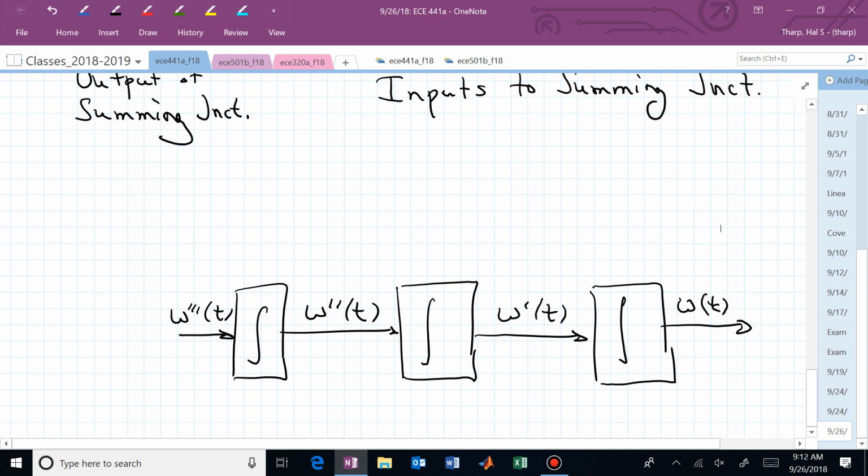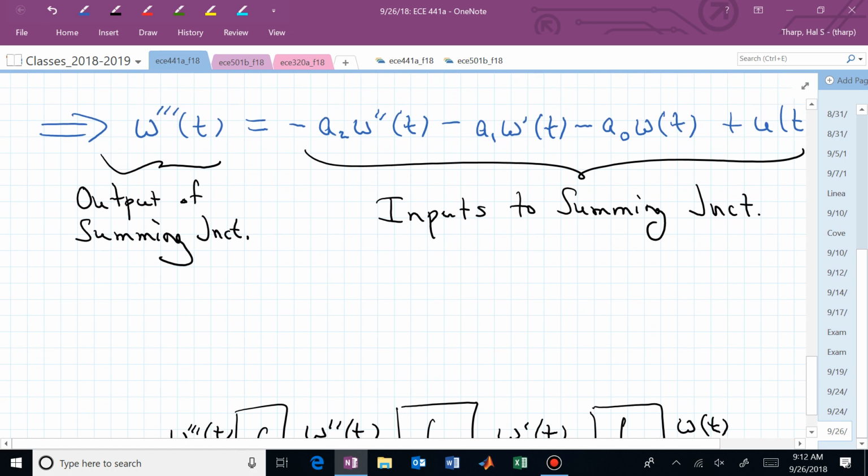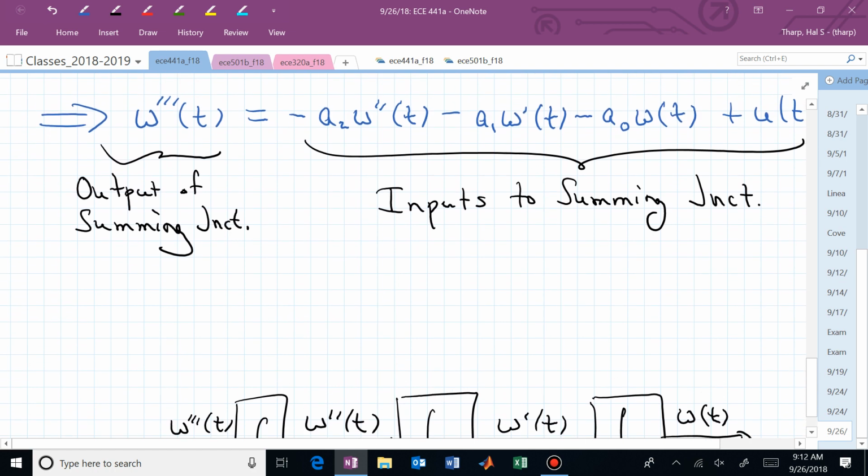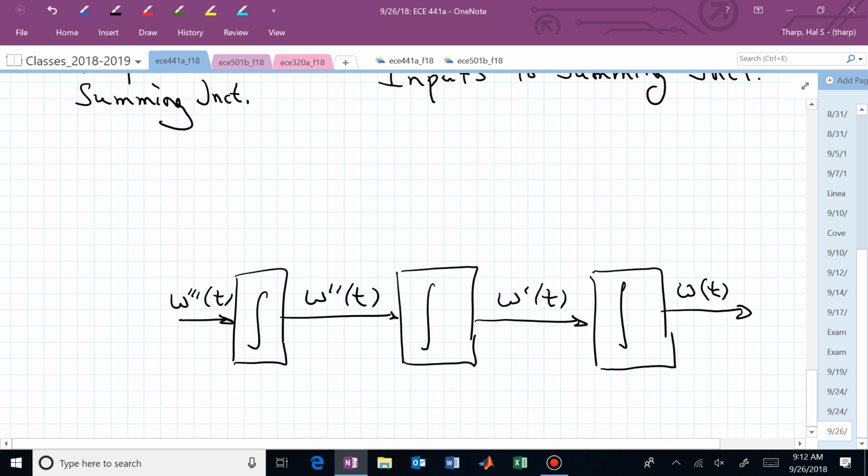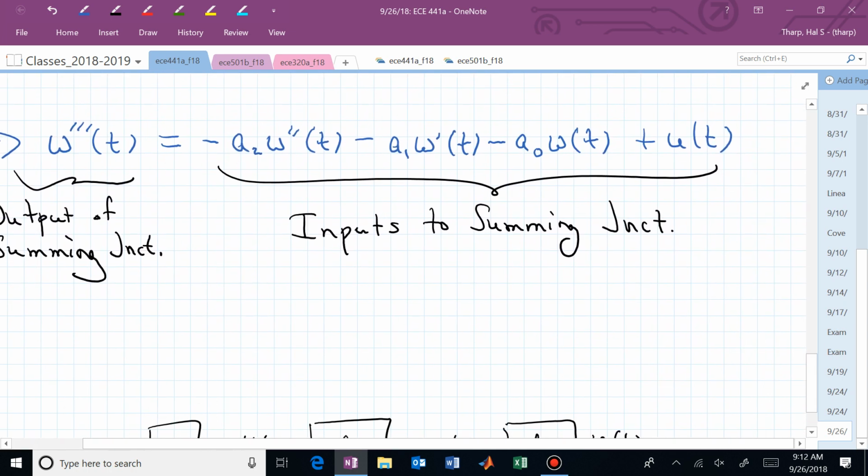But now that we have all of these w's, I wanted to keep this equation in view as I was doing it. Here is the summing junction that I was referring to before. w triple prime is now coming out of a summing junction, and we want to build up what it equals out of these terms on the right-hand side.